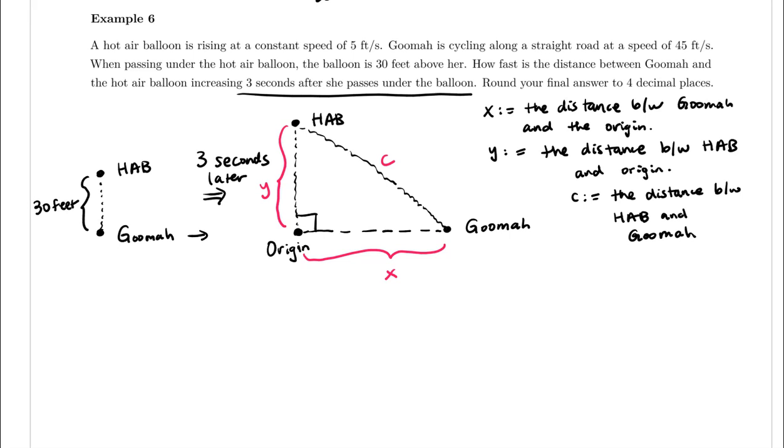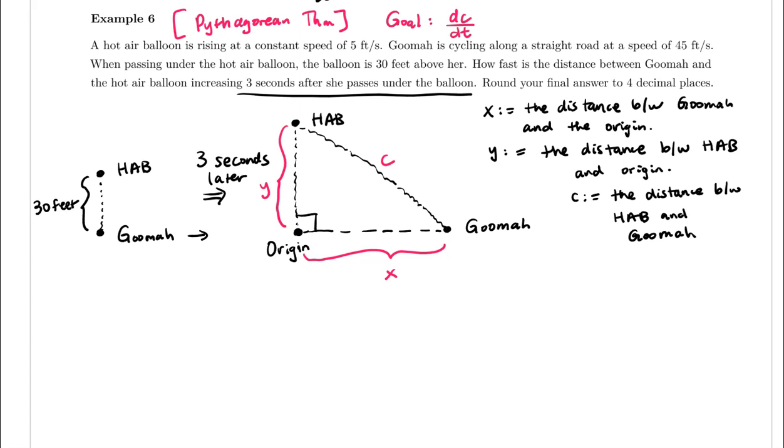So let's go ahead and identify what type of question this would be. This would be a Pythagorean theorem question. And let's identify our goal. What is it that we are trying to find? It says, how fast is the distance between Guma and the hot air balloon increasing 3 seconds after she passes under the balloon? The distance between Guma and the hot air balloon is c, so the rate at which that is changing is dc/dt, which means that I'm going to take the derivative with respect to t.